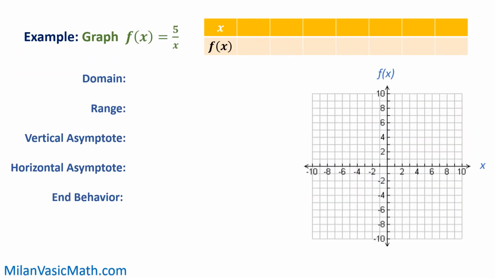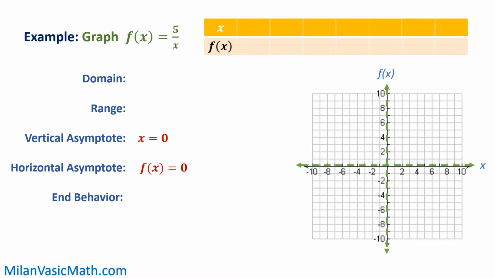Graph f of x equals 5 divided by x. As we said earlier, because this is the form of a divided by x, we know the vertical asymptote is x equals 0. And we can graph that and just make it a dashed line. Use a straight edge. The horizontal asymptote is y equals 0. Graph that. Make sure you use a straight edge.